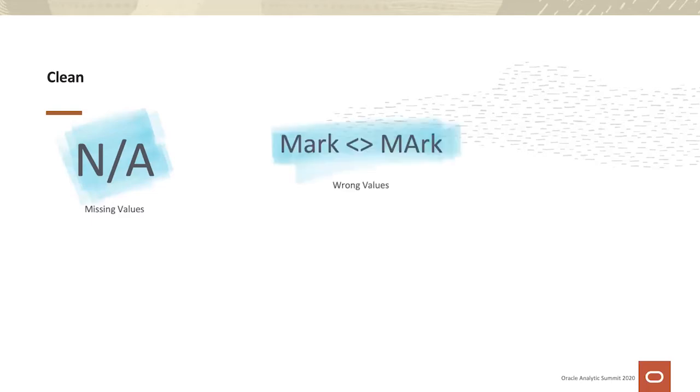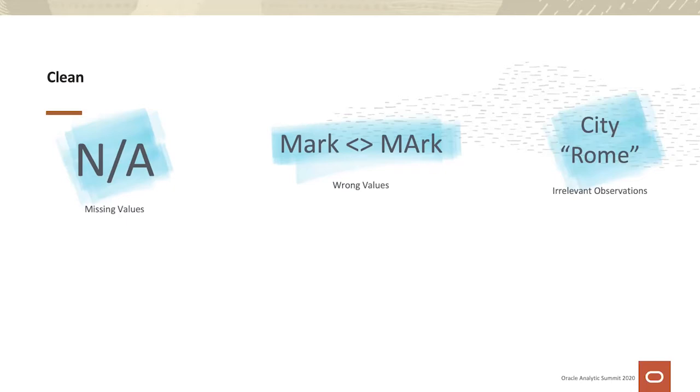Then we could have values which are slightly wrong. Like in this case, Mark and Mark, we immediately understand that it is the same Mark. But due to a typo, if we don't fix the value, the machine learning model will treat those two values as different.